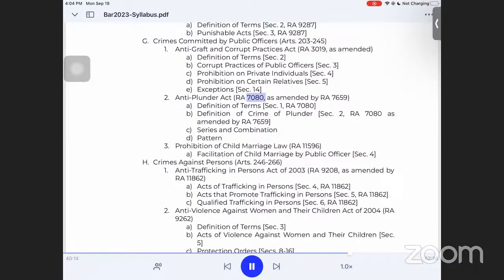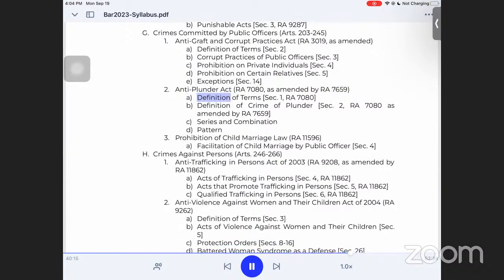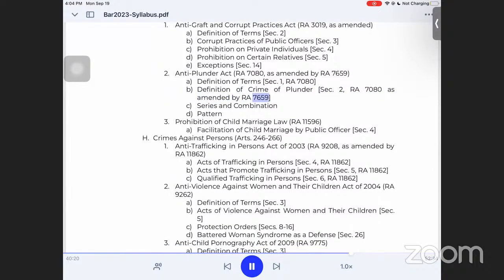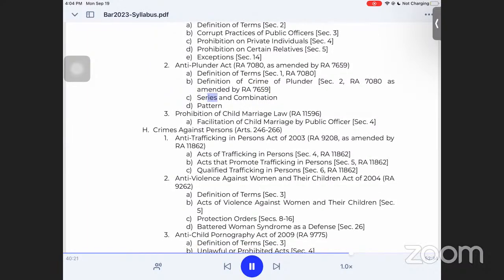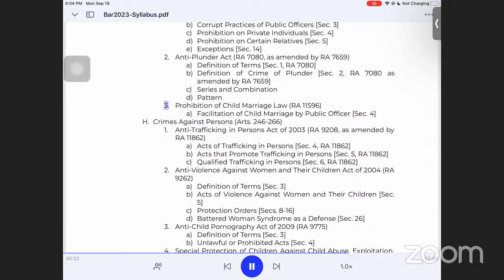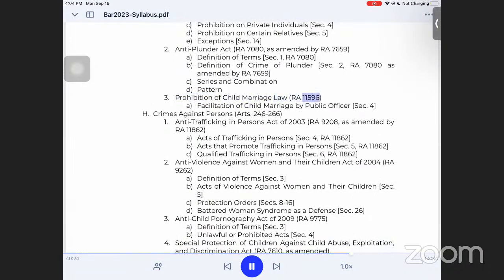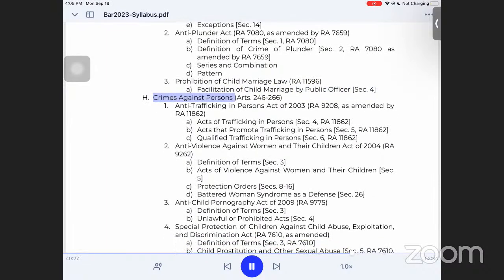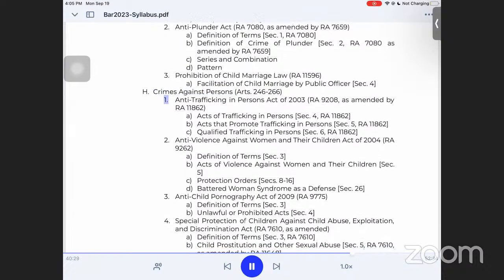2. Anti-Plunder Act, RA 7080, as amended by RA 7659. A. Definition of Terms, Sec. 1, RA 7080. B. Definition of Crime of Plunder, Sec. 2, RA 7080 as amended by RA 7659. C. Series or Combination, Pattern, Sec. 3. 3. Prohibition of Child Marriage Law, RA 11596. A. Facilitation of child marriage by public officer, Sec. 4. H. Crimes against Persons, Arts. 246-266.